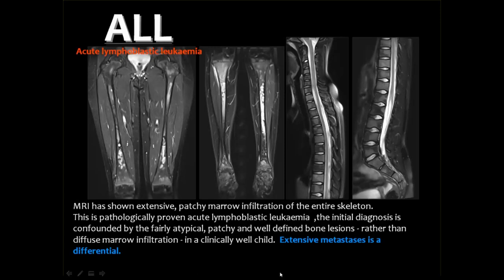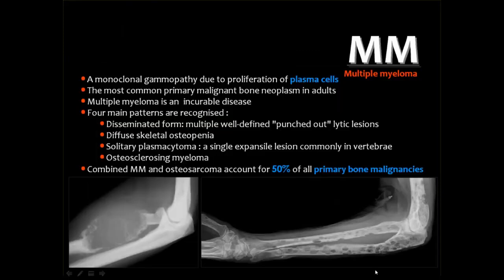And this is a patient with acute lymphoblastic leukemia, and he has multiple bone marrow infiltrative lesions in the femora, in the tibial shafts, and also at multiple vertebral levels. Then we came to multiple myeloma. Multiple myeloma is considered the most common primary malignant bone tumor in adults. And the myeloma is considered, according to the literature, an incurable disease.